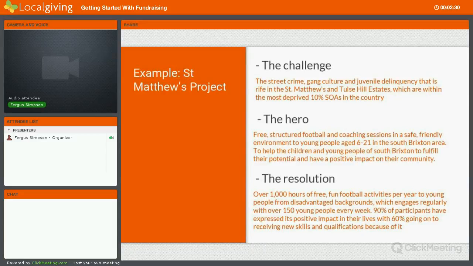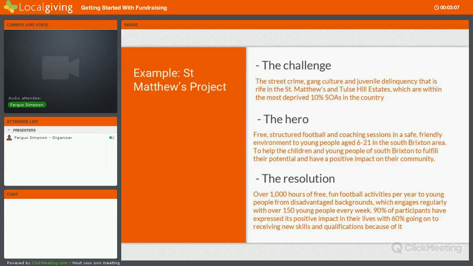So I've got an example here from the St. Matthew's Project, which is a group that uses local giving. So for them, the challenge was ending gang culture in their local area. And the hero was free structured football and coaching sessions in a safe and friendly environment for people between the ages of 6 and 21. And the resolution was over 1,000 hours of free, fun football activities per year for young people from disadvantaged backgrounds. They also go on to say that 90% of participants have expressed a positive impact on their lives, with 60% going on to receive new skills and qualifications because of it.